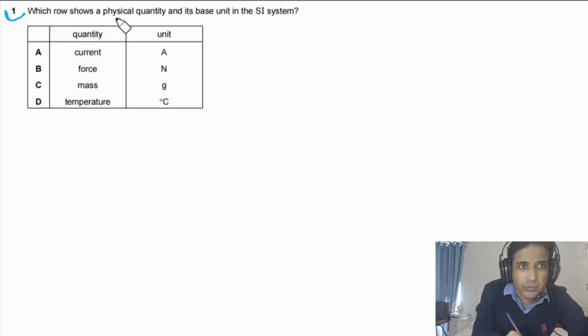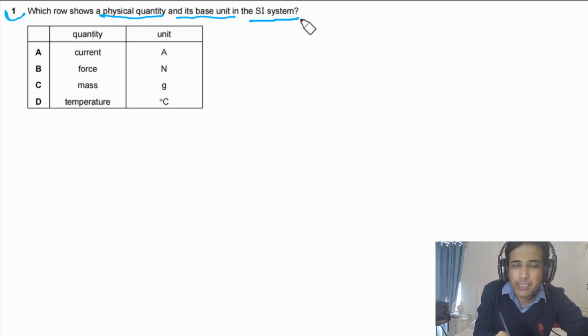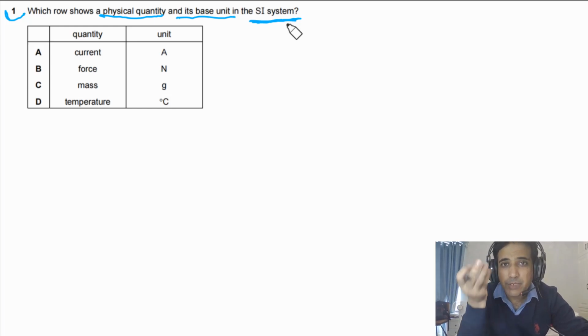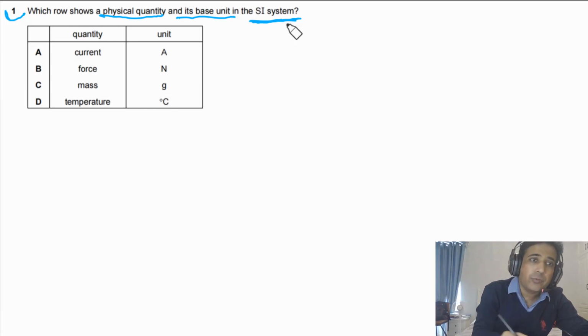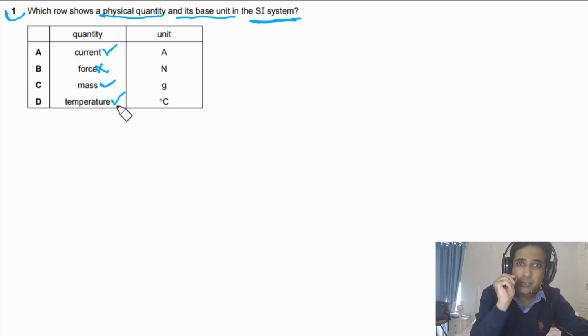Question 1 says, which row shows a physical quantity and its base unit in the SI system? System International. In the SI system, we have 7 SI base quantities and 7 SI base units. Looking at the given quantities, current is an SI base quantity, force is not, mass is an SI base quantity, and temperature is an SI base quantity.